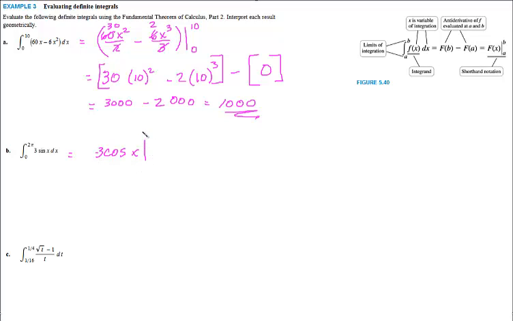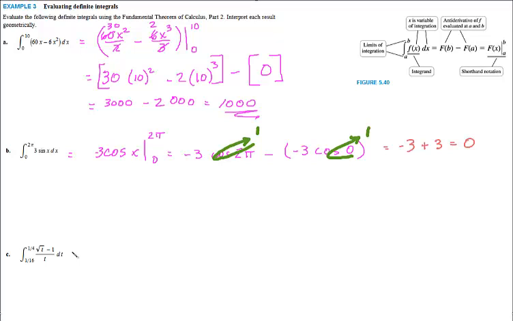And this is evaluated from 2 pi to 0, plugging in that 2 pi, minus 3 times the cosine of 2 pi, and then minus 3 cosine of 0. Now the cosine of 2 pi is a 1, and the cosine of 0 is a 1. That's going to give me negative 3 plus 3, which is going to be 0.